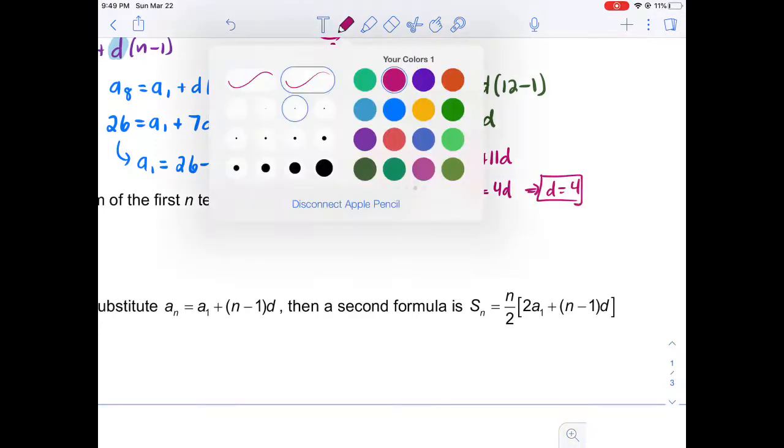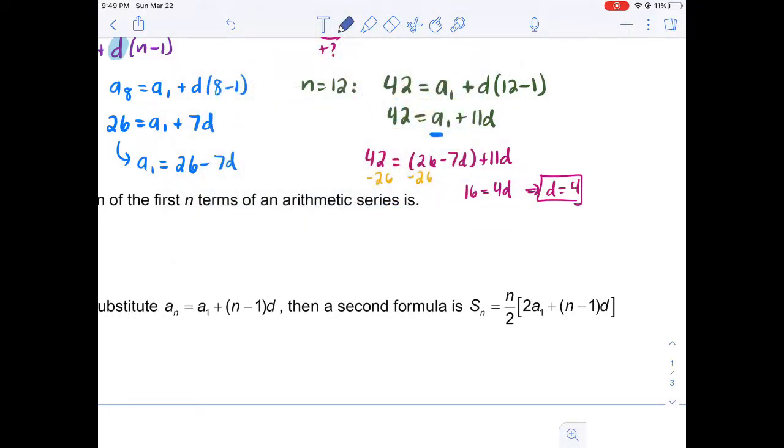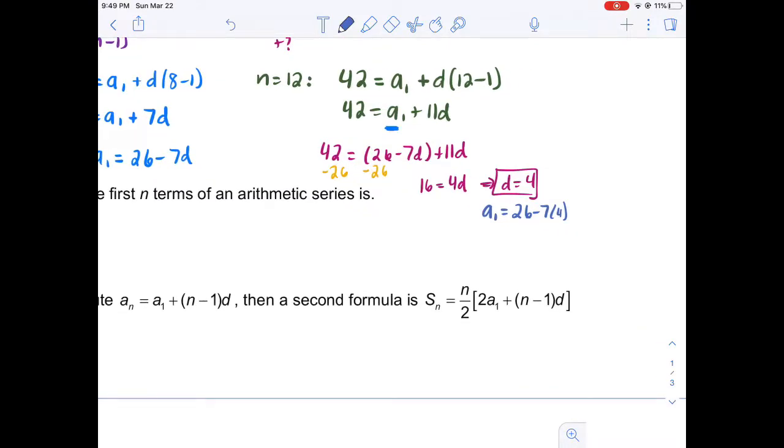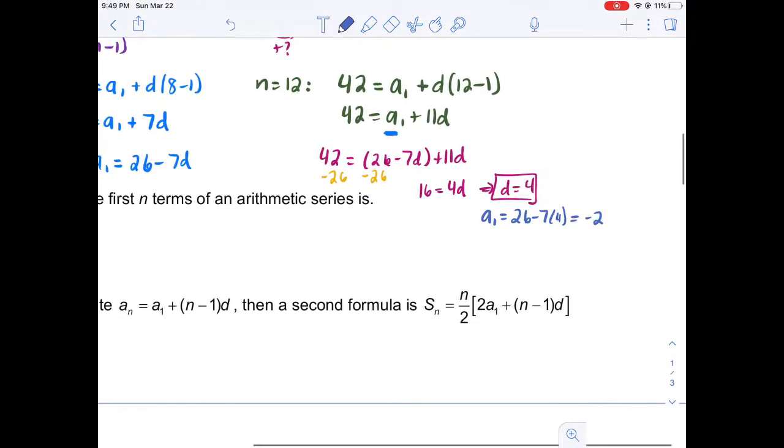So we at least now know that to get from each term to the next, we are going to add 4. But the last problem is we need to know where to start. If we go back over here, the first term was 26 minus 7 times D. Now we know what D is, so that means that A1 is 26 minus 7 times 4. That's 26 minus 28. That's a value of negative 2.